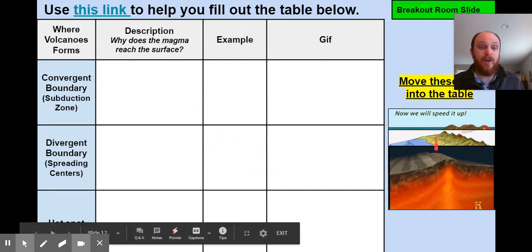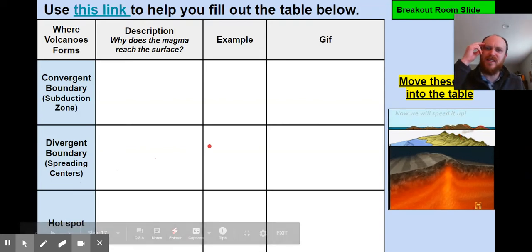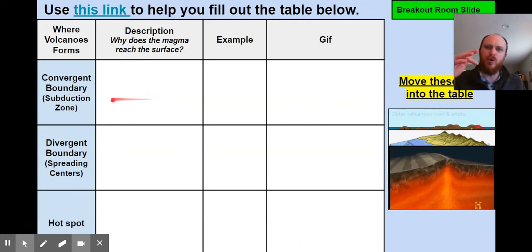Then there's 3 GIFs here. I want you to look at each one and just drag them into the appropriate box. There's one for each of these types of volcanoes. Again, it's just nice to kind of see a little visual as you're putting words to it, etc.